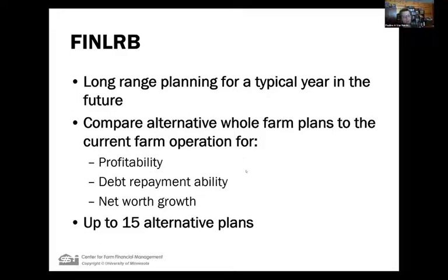We can then use that typical year information for different alternatives to look at profitability, repayment ability, and net worth growth. And here, as you can see, we can have up to 15 different options in these plans. So you can look at a lot of different scenarios side by side to see exactly what might prove the best path for your farming operation going forward, or for those that you're working with.